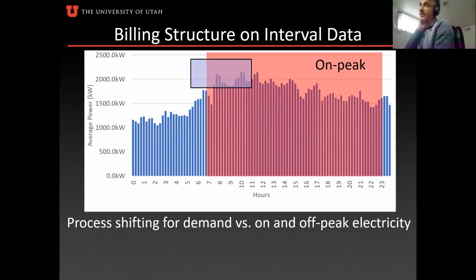Exactly. You're not necessarily reducing demand, but you are reducing your on-peak electricity consumption, because you only need to move a fraction of it off in order to save money.